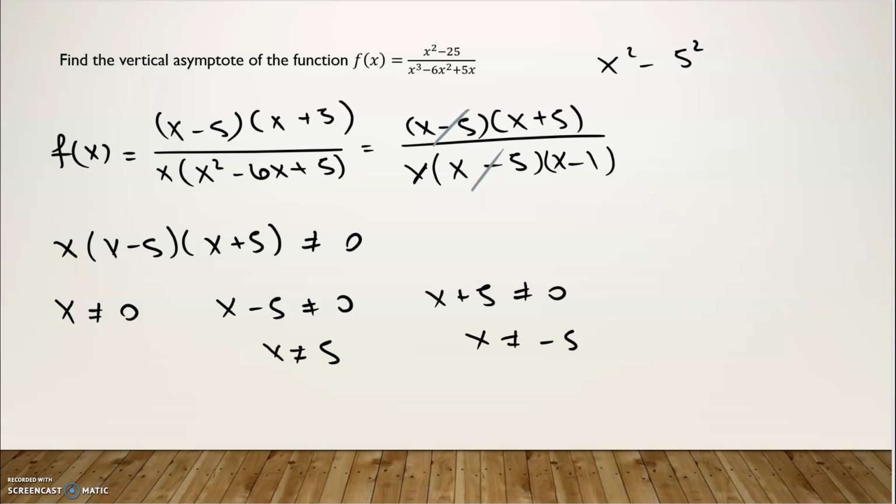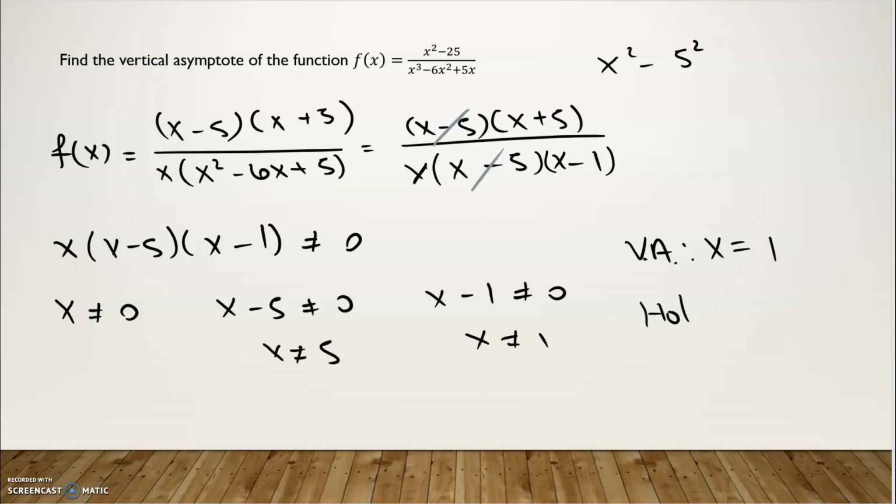Okay, so our vertical asymptote is... no, that's right. I made a mistake right here. This should be negative 1. I don't know how to change it to a negative 5 there. So that will be 1. Okay, so x equals 1 is our vertical asymptote because I cannot cancel it out.